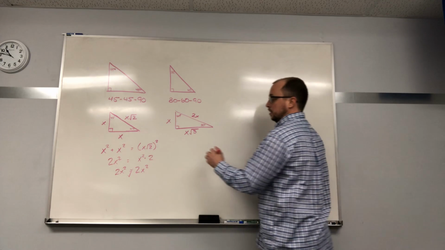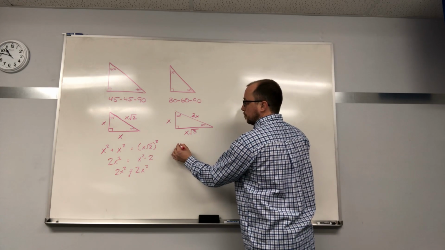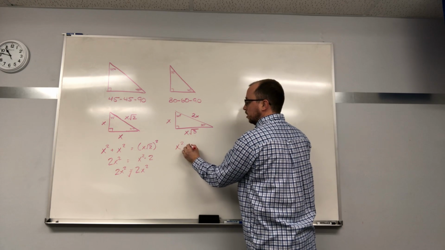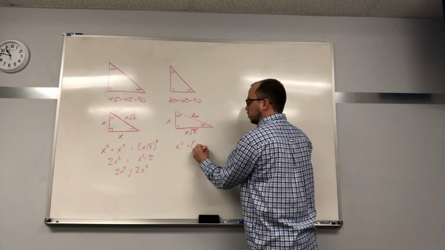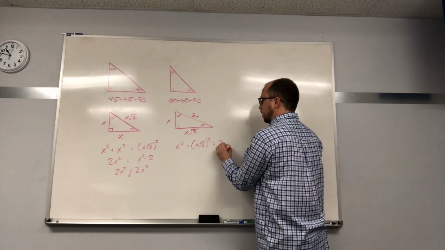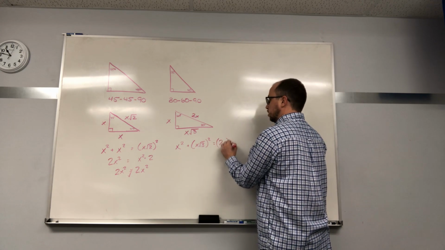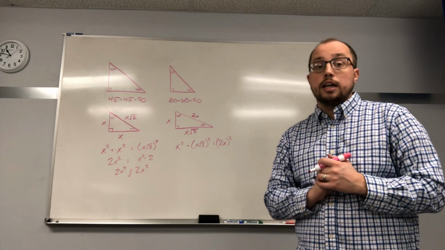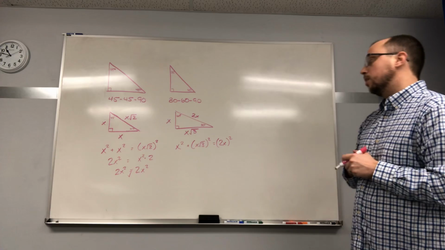With that said, let's see if this works with Pythagorean. Short side, x squared. Medium side, x square root of 3 squared. Long side, 2x squared. Remember, if this truly is a special right triangle, and it is, this should work.